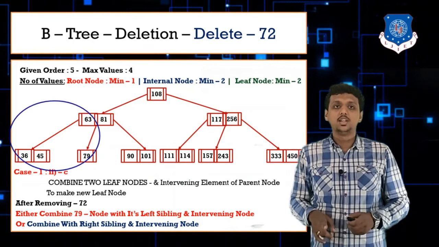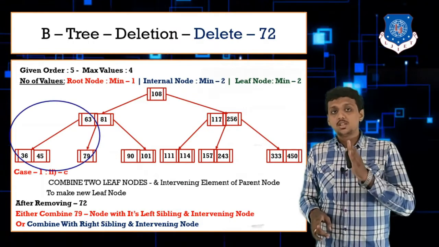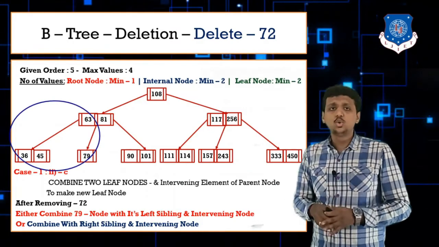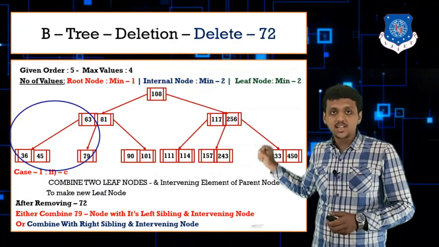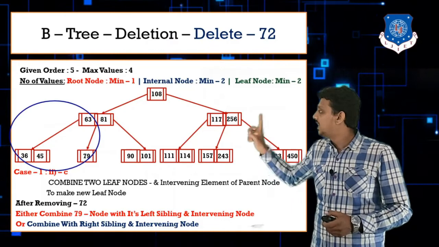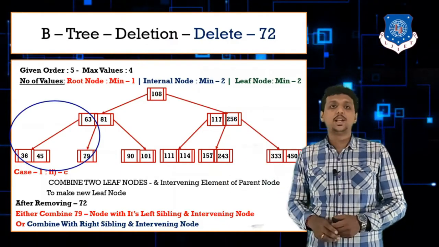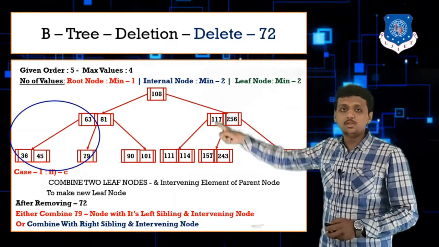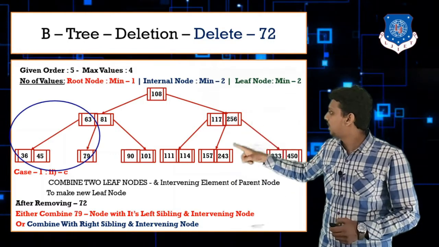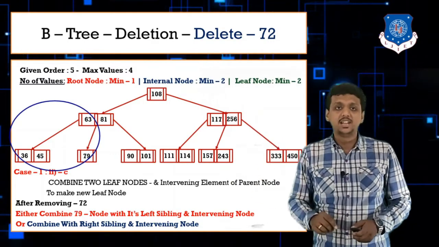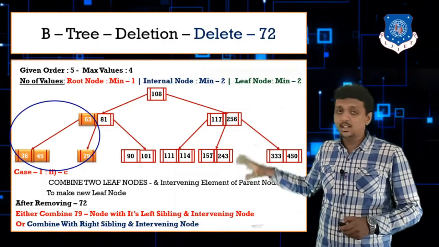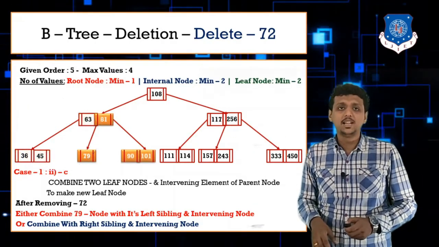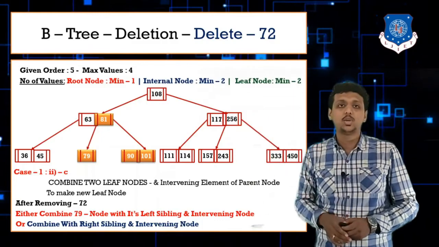Okay. So here it is. Suppose that node should try to take the value from the left sibling. Okay. 79 will take combined with left sibling and the intervening value of parent node. These four values are combined together, 36, 45, 63 and 79. Or you can say, from the right sibling, these four values are combined together.